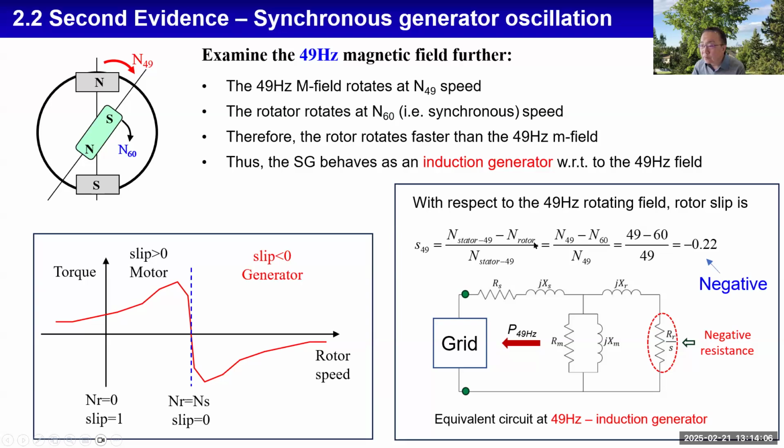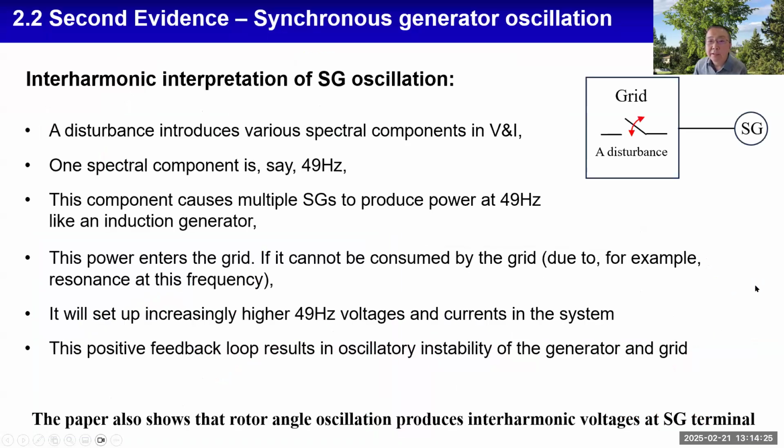So we use the stator 49 hertz as a reference point, and the rotor is rotating at 60 hertz. You do the calculation, and you find the slip is negative. Therefore, you have a negative resistance in the equivalent circuit at this particular frequency. Therefore, 49 hertz power is produced by this negative resistance. So this is how I explain that interharmonics cause synchronous generator oscillation.